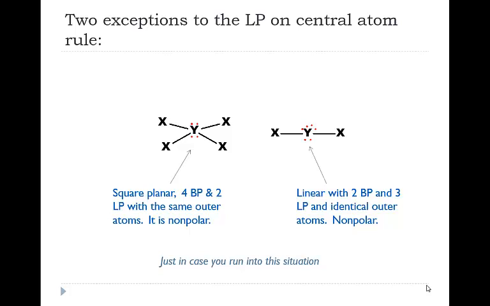Also, if the molecule is linear with 2 bond pairs and 3 lone pairs and has identical outer atoms, then it is going to be nonpolar. And you might run into that situation.